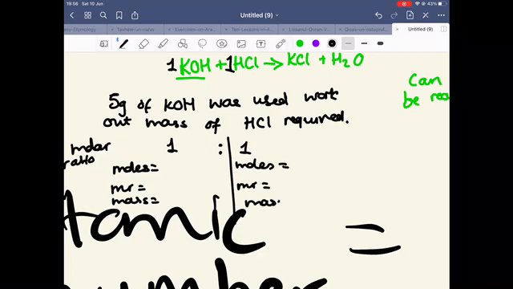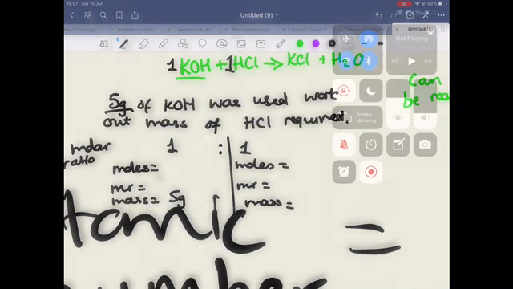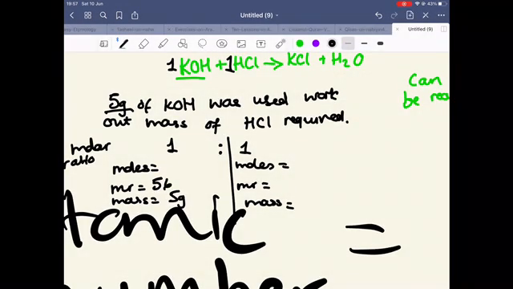You'll notice that this column method is the exact same that we do with titration. And I think working out like this makes it just a little bit clearer and easier to do. So 5 grams. Mr of potassium hydroxide I worked out to be 56. So to work out the moles, I'm going to divide 5 grams divided by 56. And that's going to give me my answer of my moles. So 5 divided by 56, and you could do this on your calculator, is 0.09. So I'm just going to round it to 0.09 moles.